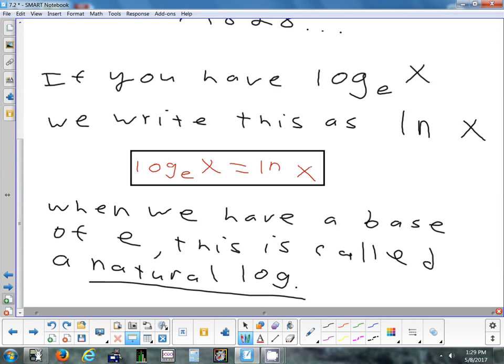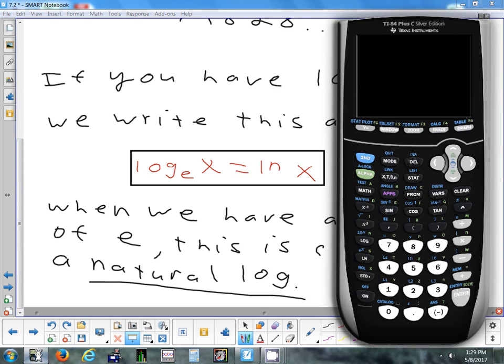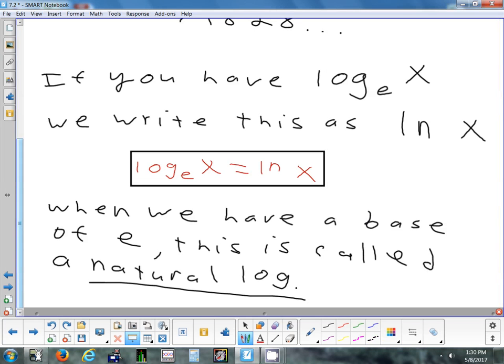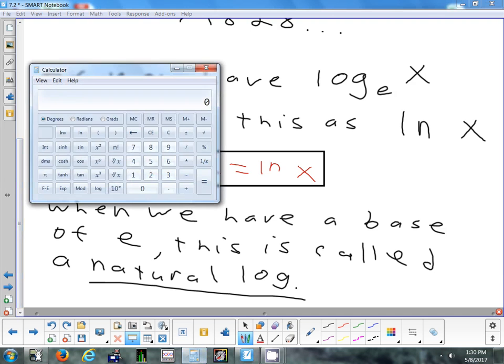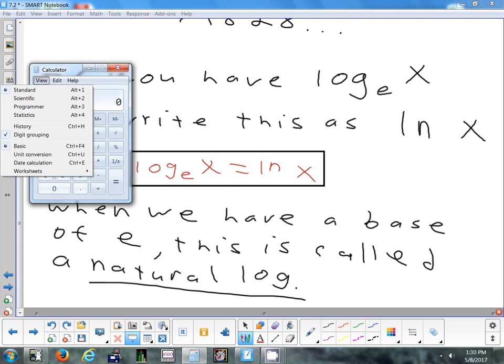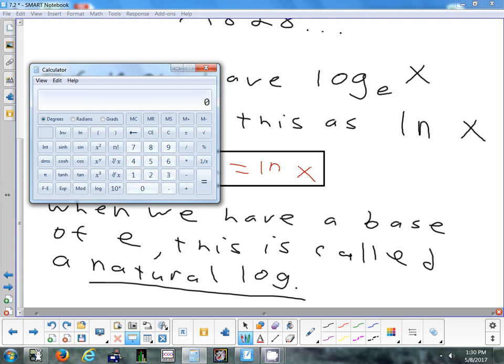Okay, and there's a button on most calculators. If you can find your log button, usually the ln button is right next to it. So my log button is next to the 7. My ln button is right below it. If you have a calculator like this, and all it does is basic arithmetic, you're not going to find log and ln on it. So you've got to have a scientific calculator to have those two buttons, log and ln.